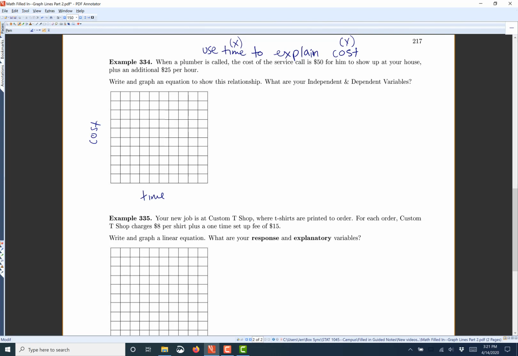Let's see. So what are my independent and dependent variables? X, or my independent, or my explanatory, is going to be time. And y, which is called my dependent, or my response variable, is going to be the cost. So I can use time to explain cost. So we need to know two things. We need to know our intercept, and we need to know our slope.